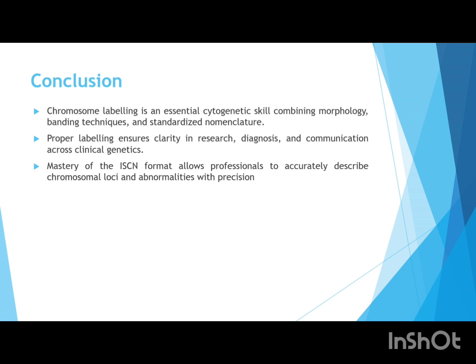So finally we can conclude that chromosome labeling is very essential for the study of cytogenetics, so that we can get the morphology, observe the banding pattern, as well as the standard nomenclature. We can compare it so that we can identify whether there is any diagnosis of disease or not. It is used in research, in diagnosis of diseases, and in clinical genetics. Mastery of ISCN allows professionals to accurately describe chromosomal loci and abnormalities with precision. This is a very specific and updated technique. If you study chromosomes at these levels, you can get knowledge of many things which we can't study from normal chromosomal studies.